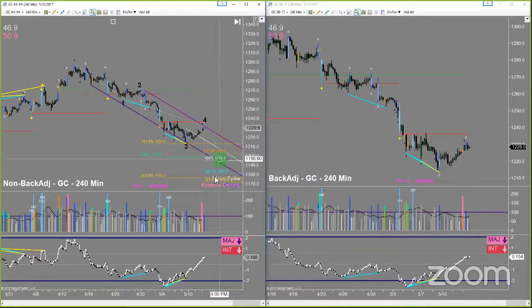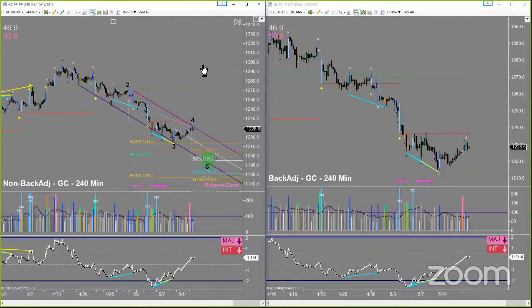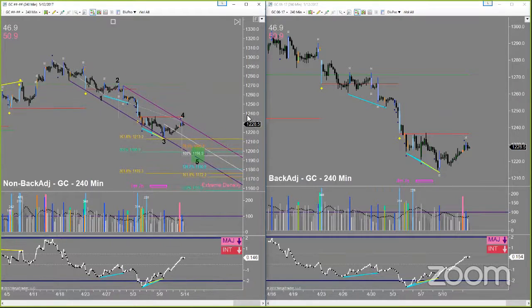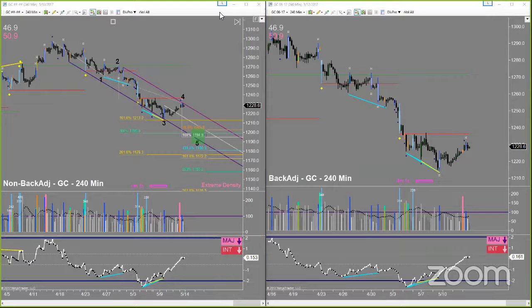For what I'm thinking would be the end of an A wave down. And then we could get a pretty sizable retracement back up, okay? If I wasn't long into that high, I likely would have shorted it out of that high because it did come into some areas there.